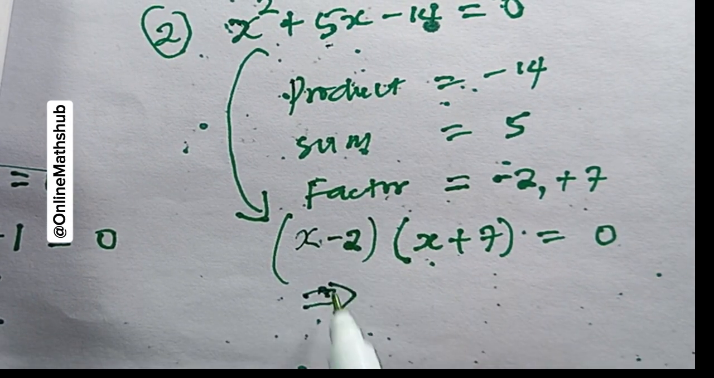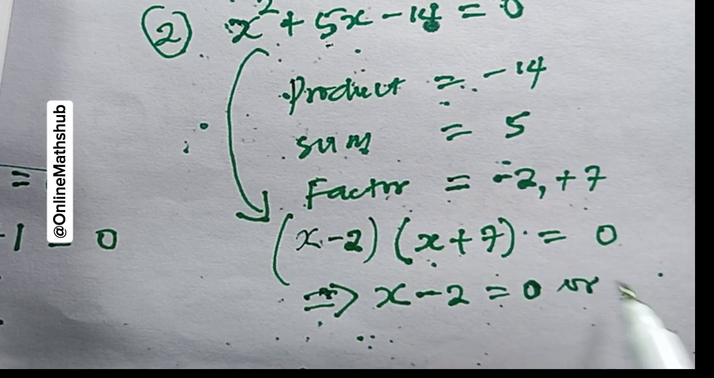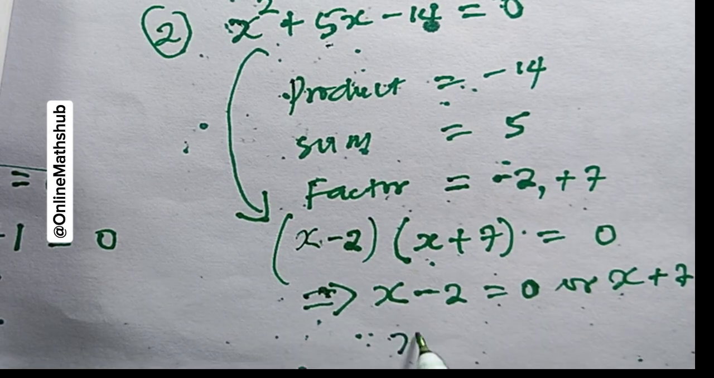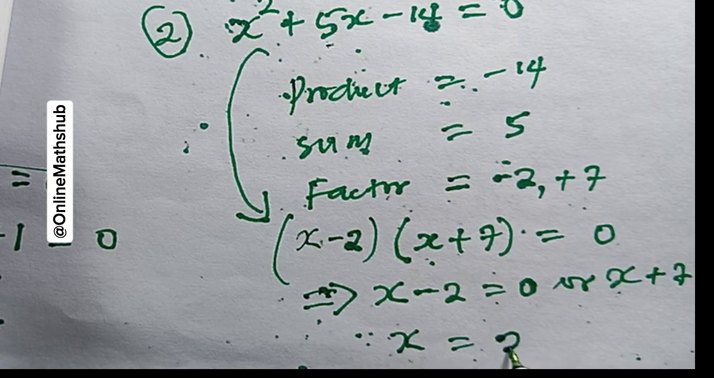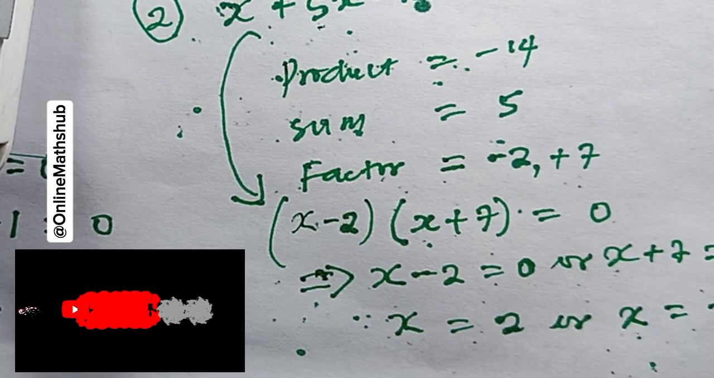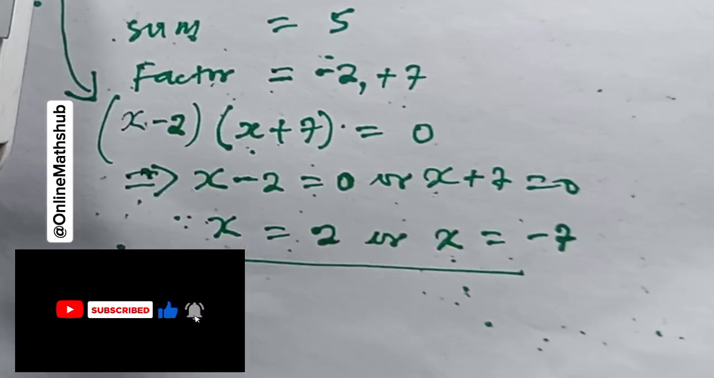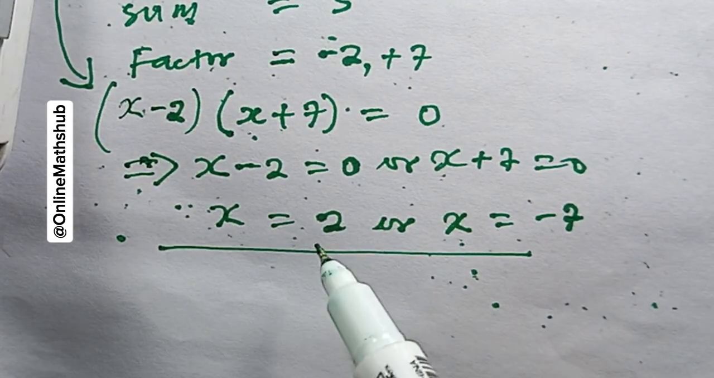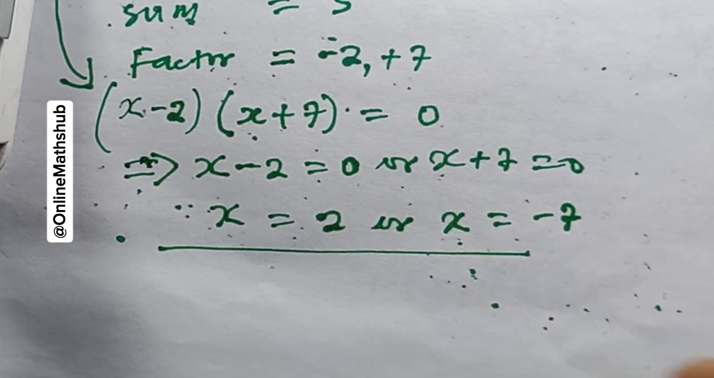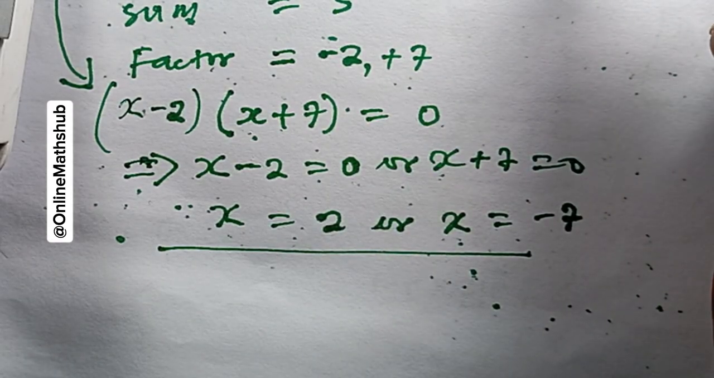Basically this implies that x minus 2 is equal to 0, or x plus 7 is equal to 0. And of course for this case x will be equal to positive 2, or x will be equal to negative 7. So this will form the solution to this question: x equals 2 and x equals negative 7. And then I'm going to solve the third one, and I will leave you guys to solve number 4.